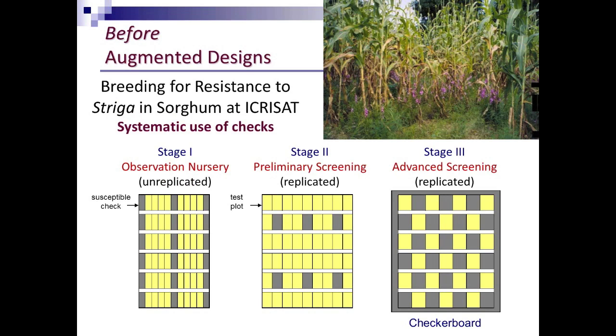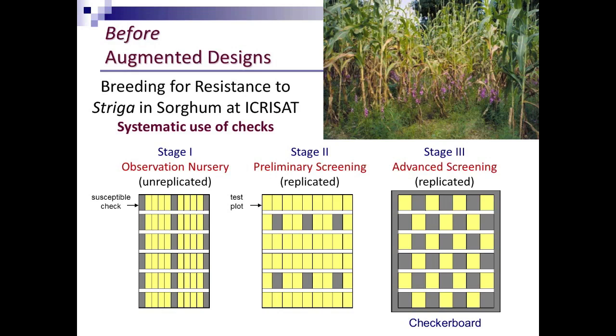It's helpful to look at what was in place before augmented designs were widely adopted. So I've chosen an example here from breeding for striga resistance in sorghum at ICRISAT. This is from a publication in 1983. They used then the systematic arrangement of checks. Striga in sorghum is particularly notable for the variation. It's quite influenced by local soil conditions, and so it's very essential to have some sort of local environmental control in the field.